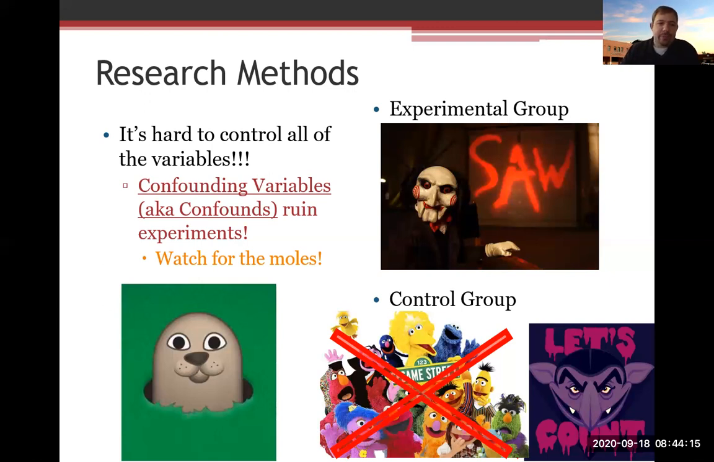trying to tell us. So we're going to walk through the 5 major types of confounds that we can see in an experiment and talk about how to address them and keep them from ruining our data.